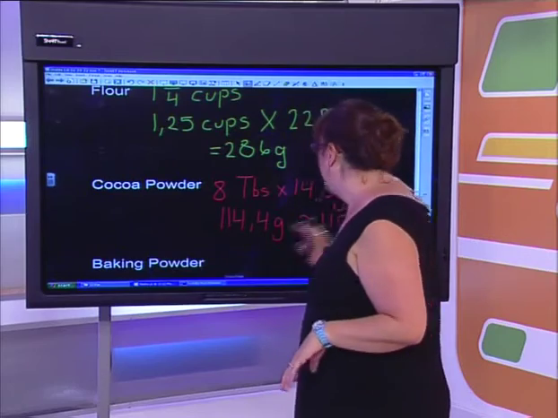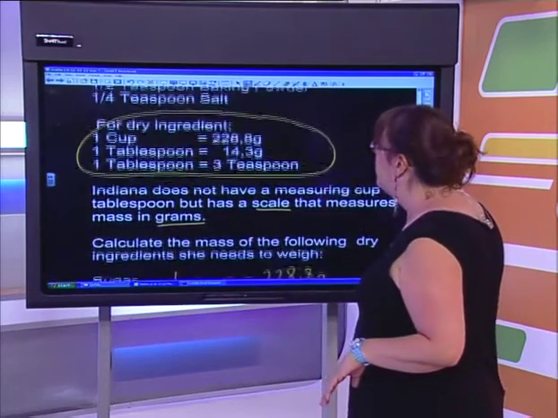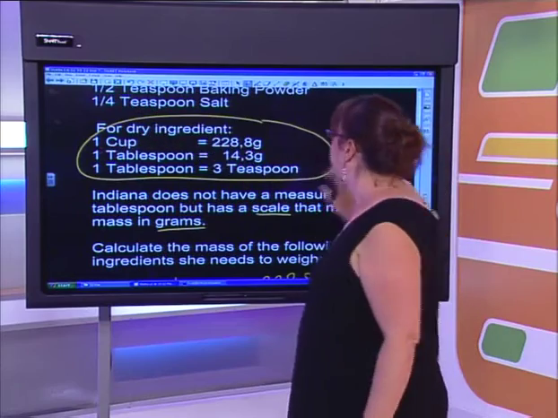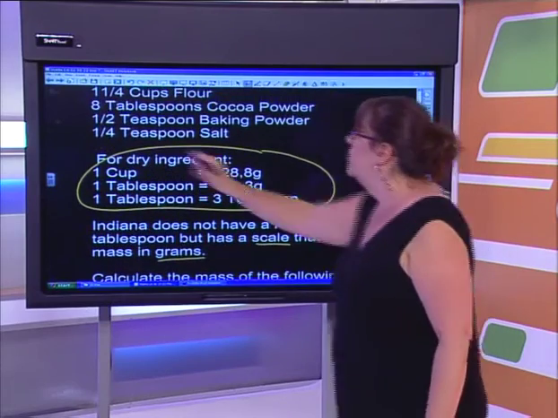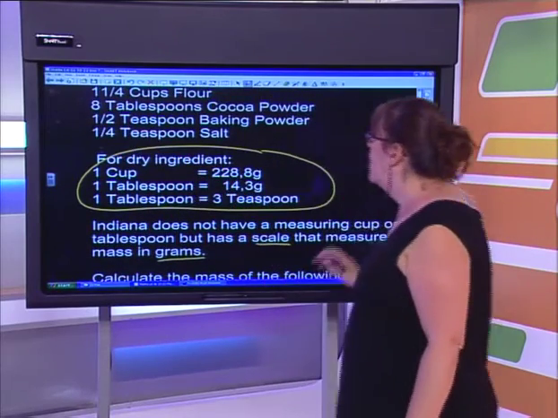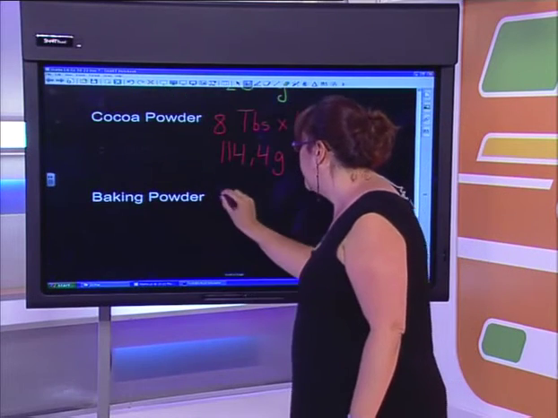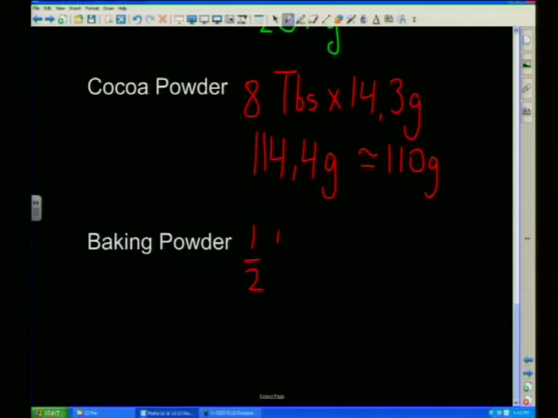Baking powder. How much baking powder do we need? Where's our baking powder? A half a teaspoon. We need a half a teaspoon of baking powder. So, there's a little bit more space. We need a half a teaspoon of baking powder.